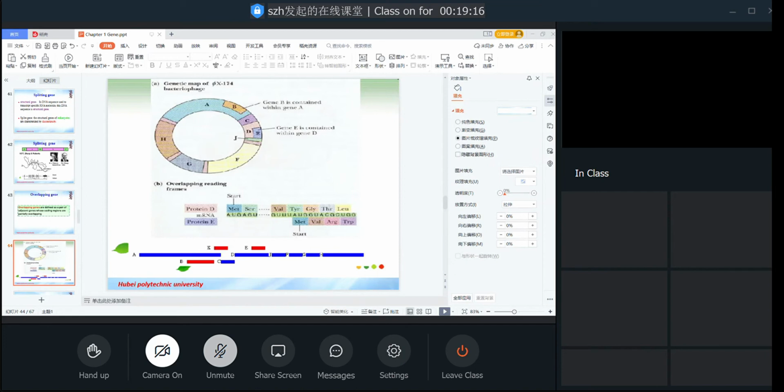Okay, so this kind of phenomenon may be present in viruses and is normal in prokaryotic organisms. Certainly, eukaryotic organisms also contain this kind of phenomenon, but the frequency is low. This is the overlapping gene. It's very easy. Partially overlapping sequence is okay.